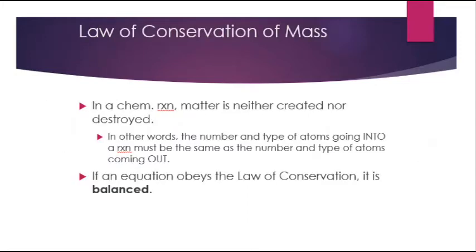So let's move on to the law of conservation of mass. In a chemical reaction, matter is neither created nor destroyed. In other words, the number and type of atoms going into the reaction must be the same as the number and type of atoms coming out. So if an equation obeys the law of conservation, it must be balanced.